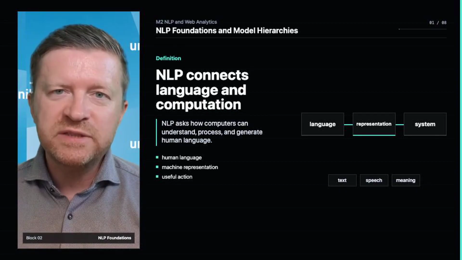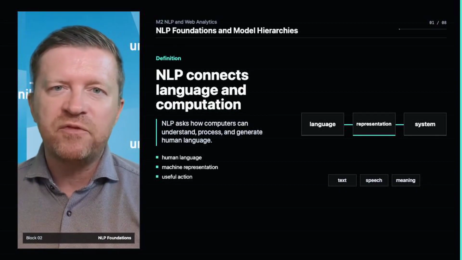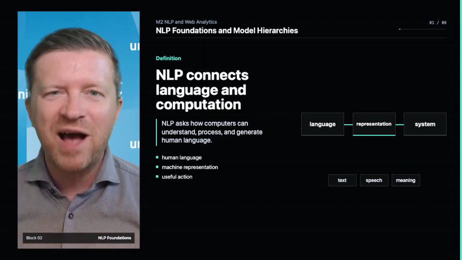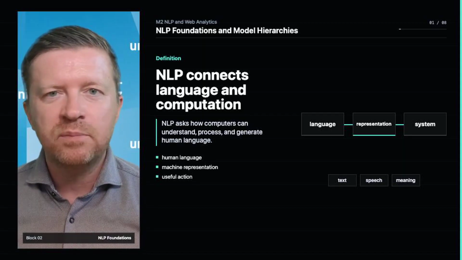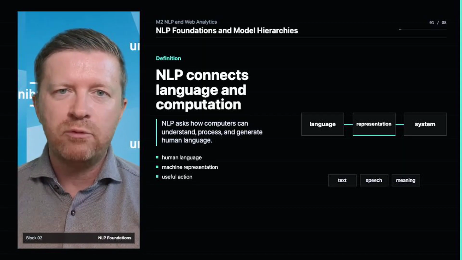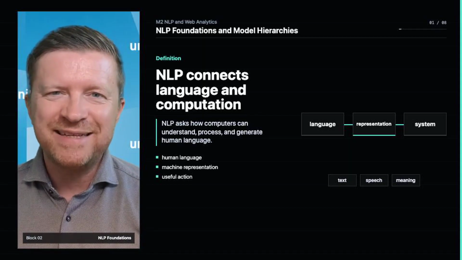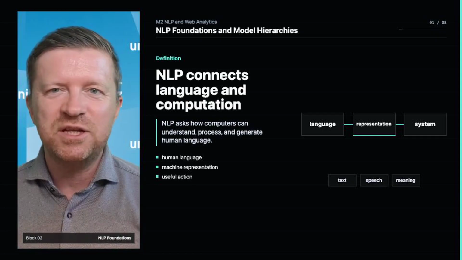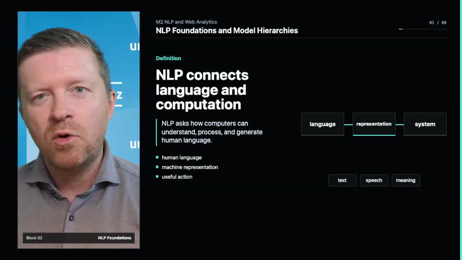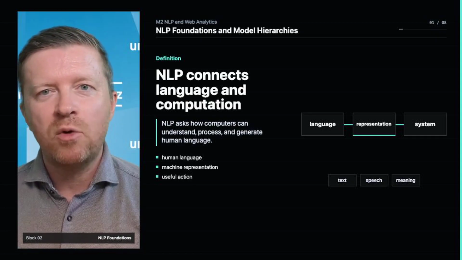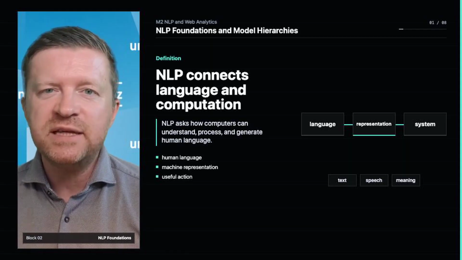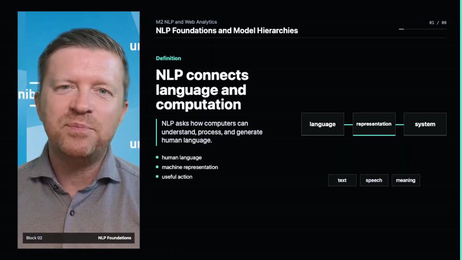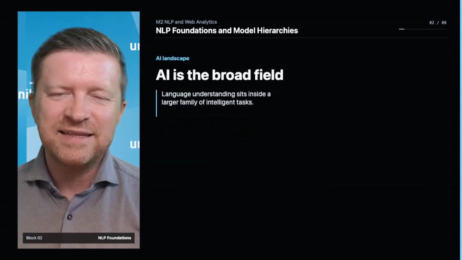Natural language processing, or NLP, is a subfield of artificial intelligence concerned with enabling computers to understand, interpret, process, and generate human language. It combines ideas from linguistics, computer science, statistics, and machine learning. The central goal is to reduce the gap between how humans communicate and how machines represent information. It is useful to place NLP inside the broader AI landscape.